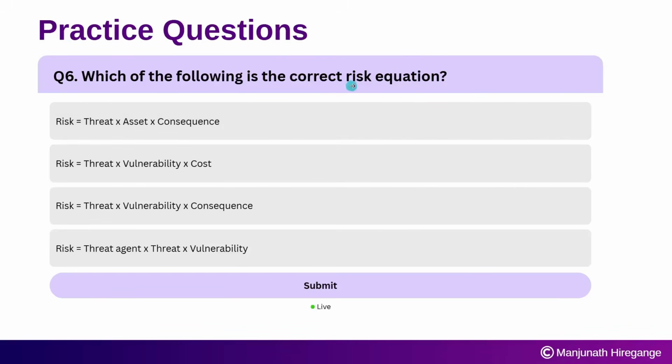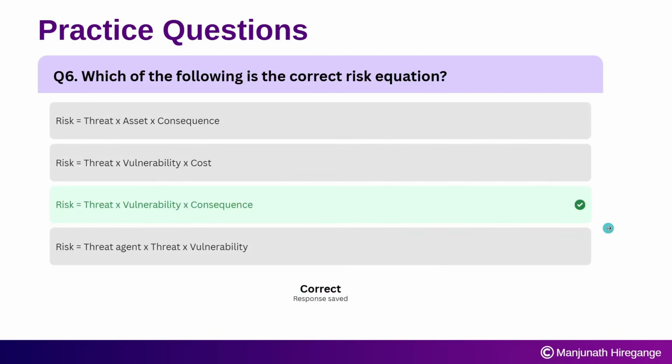So here is the standard question which we often see. Which of the following is the correct risk equation? Risk is equal to threat times asset times consequence, or risk is threat times vulnerability times cost, or risk is threat times vulnerability times consequence, or risk is threat agent times threat times vulnerability. So the right answer is: risk is equal to threat times vulnerability times consequence.